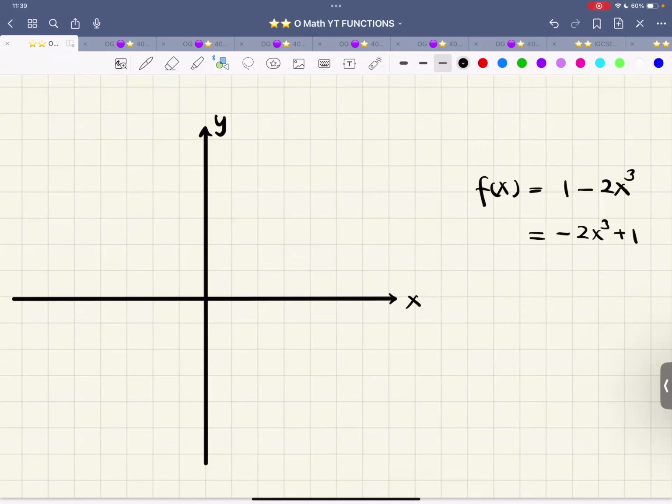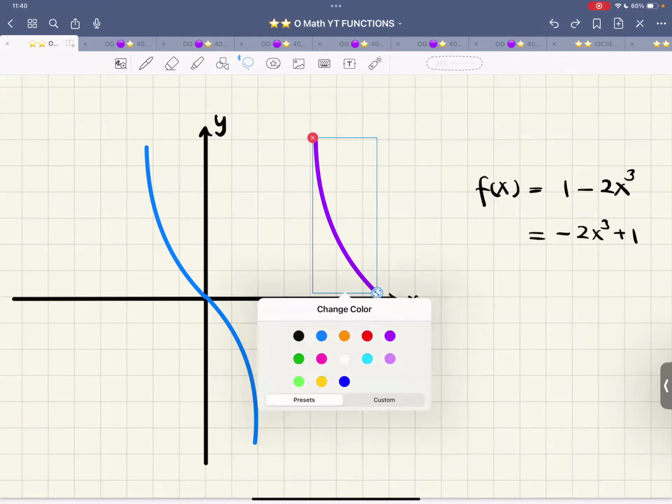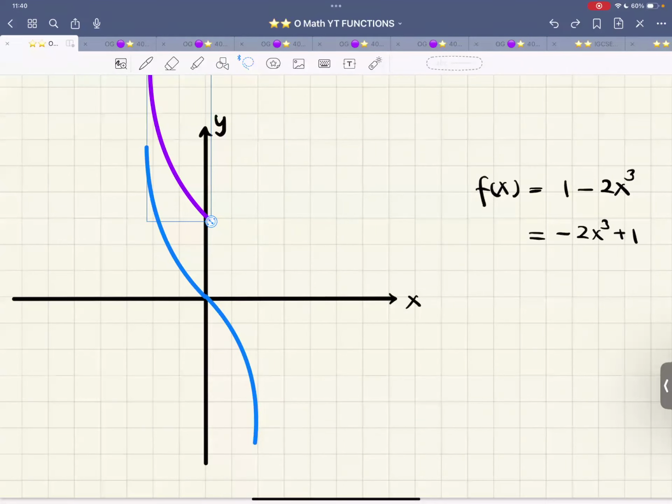So draw negative 2x cube in blue color, like this, like this. Let me make it better. No, not cutting again, something like this. Okay, that is better. And then plus 1. So now the purple thing, let me just copy this. Style, and then color, and then purple, something like this.